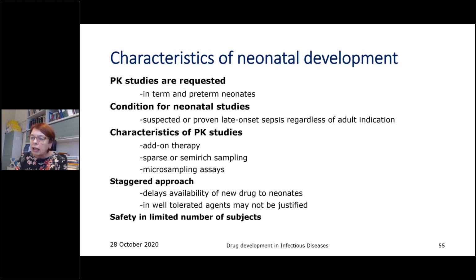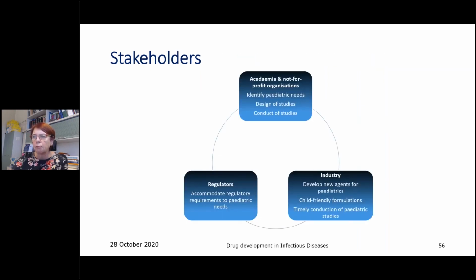And the staggered approach is not necessarily always the answer. If you go to the staggered approach, there is a lot of emotion in going to the staggered approach, but there is very little scientific justification for it. The problem with the staggered approach is that it significantly delays neonatal drug development. And this is my final slide.